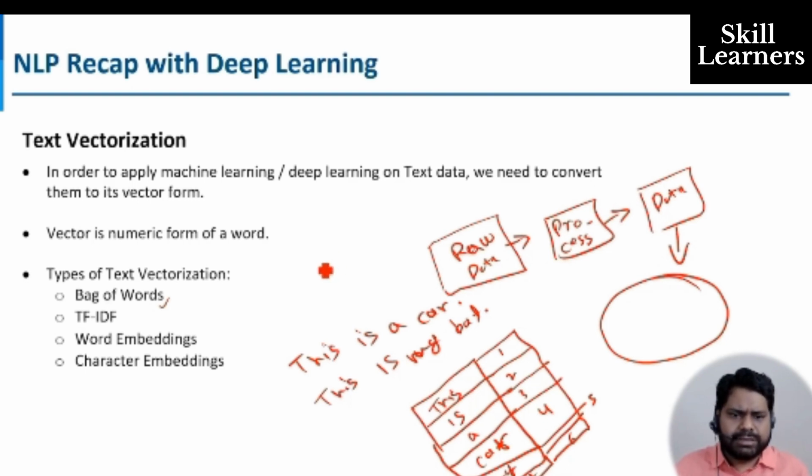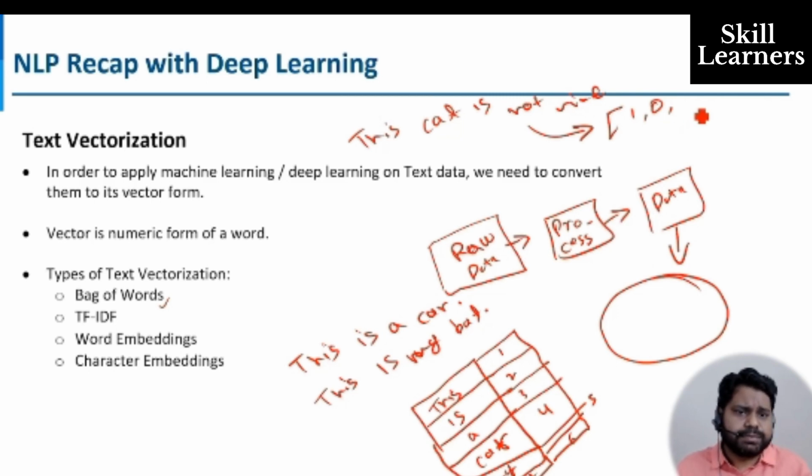Then suppose a new sentence comes: this cat is not mine. When we translate it into vectors, this will get 1. Cat, since we don't know cat and in our vocabulary cat is not present, will get 0. Is will get 2. Since again not is not known to the model, it will get 0, and mine is also not known, so this will get 0 like this.